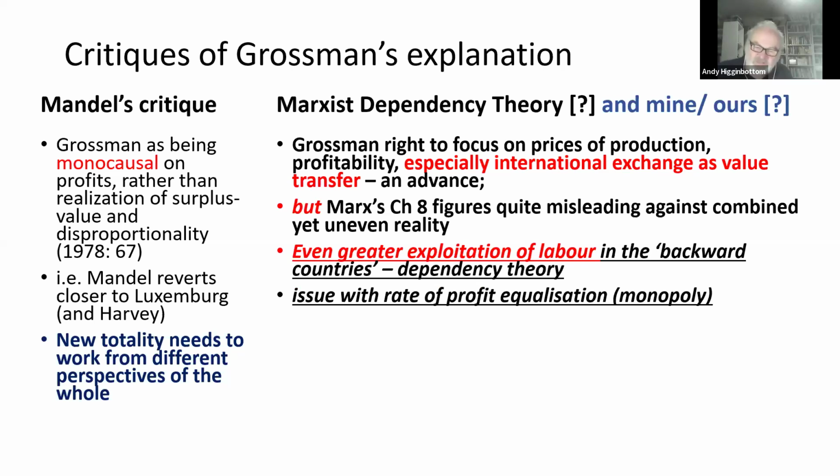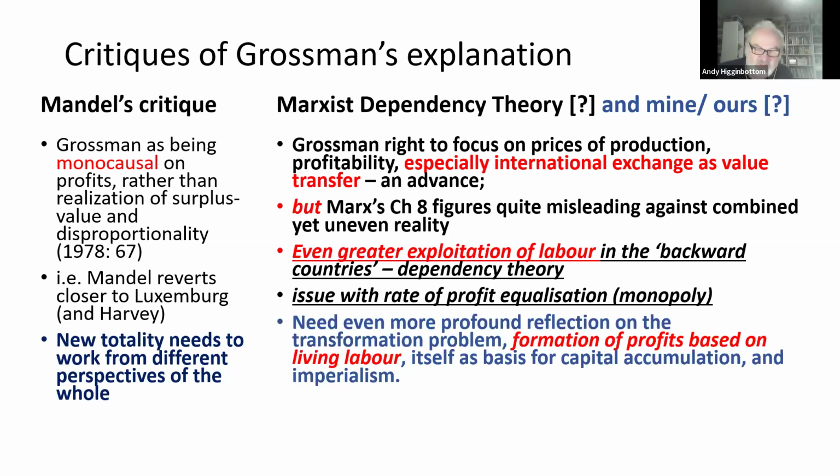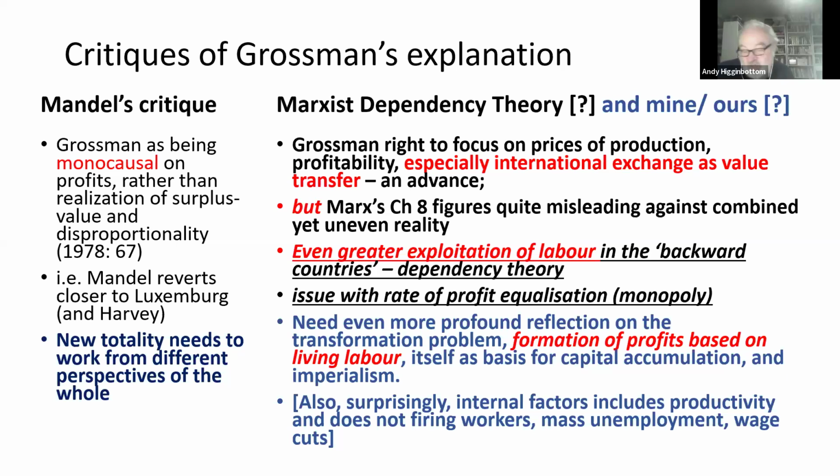And there's also a question about how much profit rates do get equalized. And this is where the questions of monopoly come in, right? So Grossman, again, was an advance in the sense that he was right to look at the transformation of simple values into prices of production. But what he didn't go deeply into is that the formation of profits is based on living labor. So it's not only a matter of capital accumulation and imperialism, it's a matter of how the efforts of workers as living labor are represented in the imperialist prices of production. Okay, so that's what I'm going to move on to shortly.